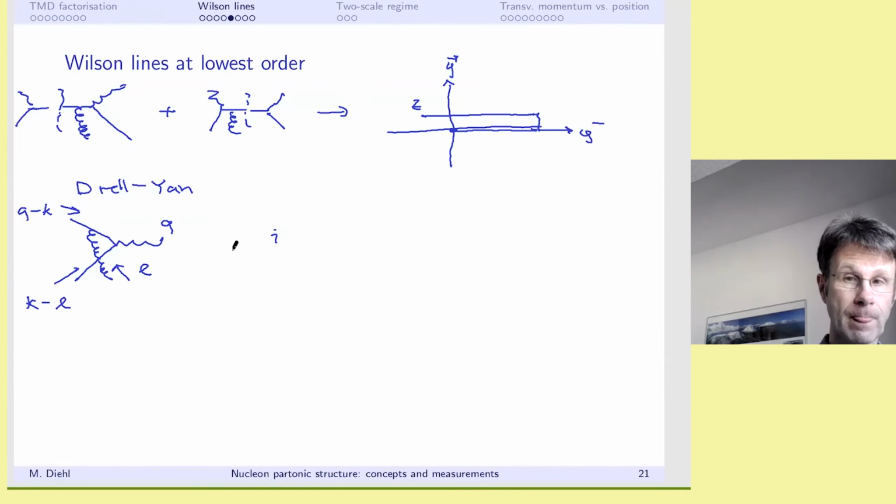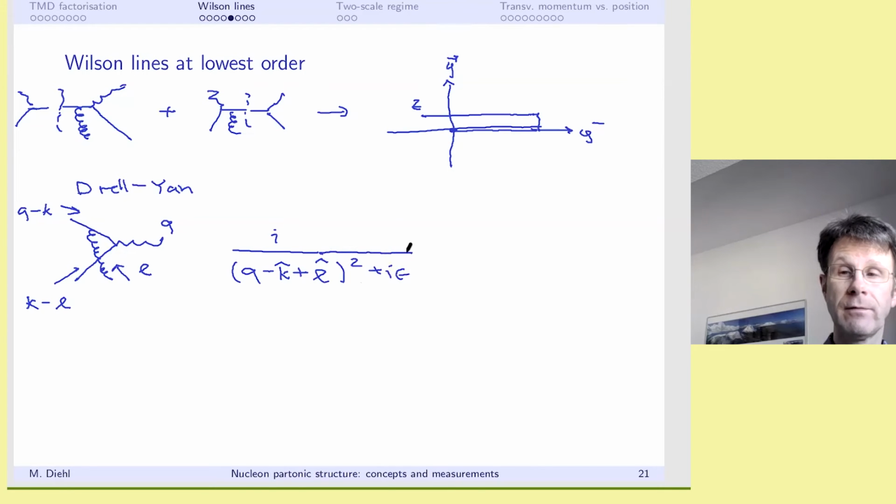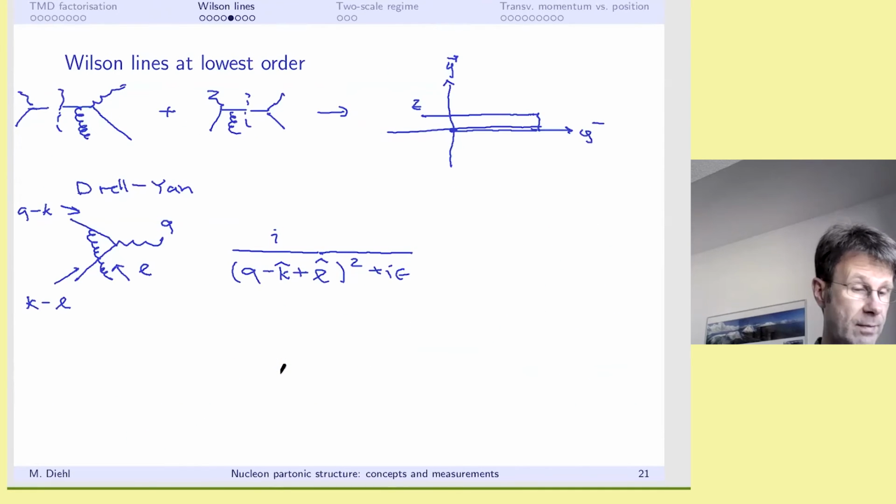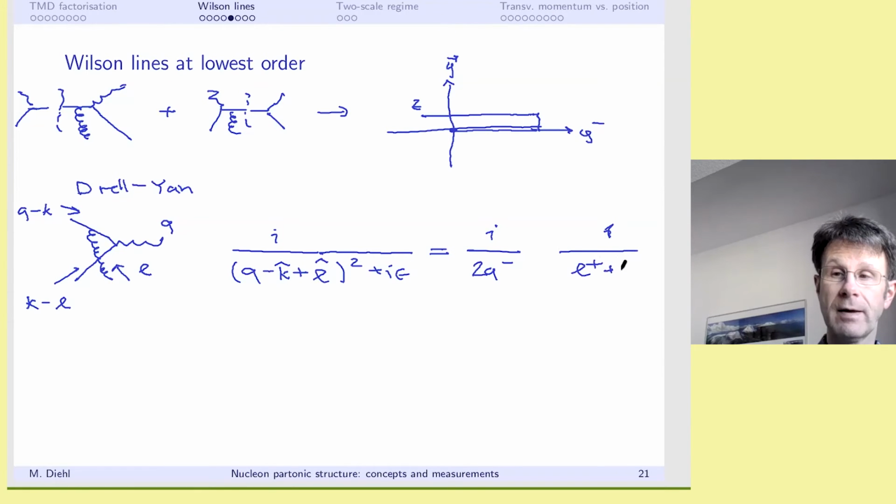Then the Feynman propagator of this off-shell line here is i over (Q minus K plus L), again with the hat for making the collinear approximation, plus i epsilon. Following exactly the same steps that I showed you in the case of SIDIS, you find that this is equal to i over 2Q minus times 1 over L plus i epsilon.